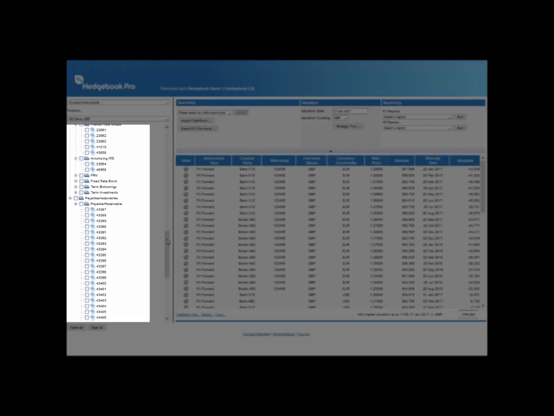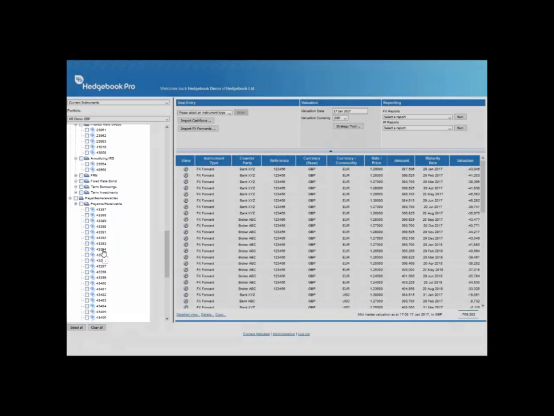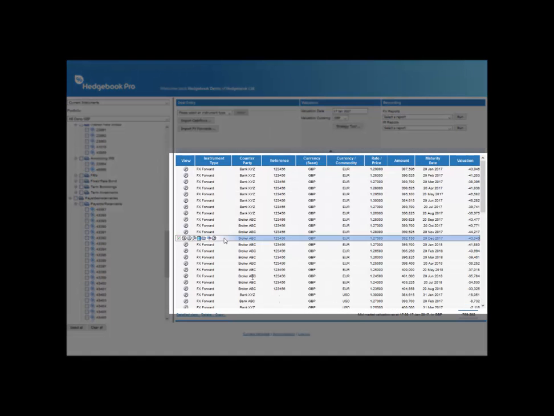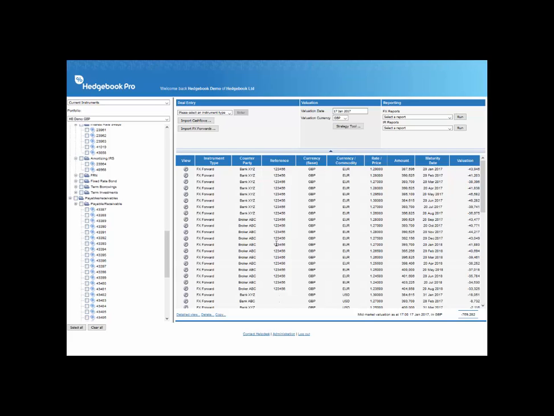A deal selected from the instrument tree appears within the instrument panel. This demo focuses on the FX aspect of HedgeBook, but it is worth noting there is also functionality around debt and interest rate swaps, as well as base and precious metals.